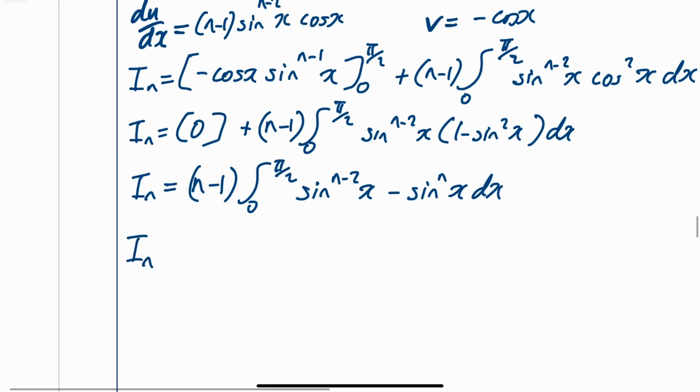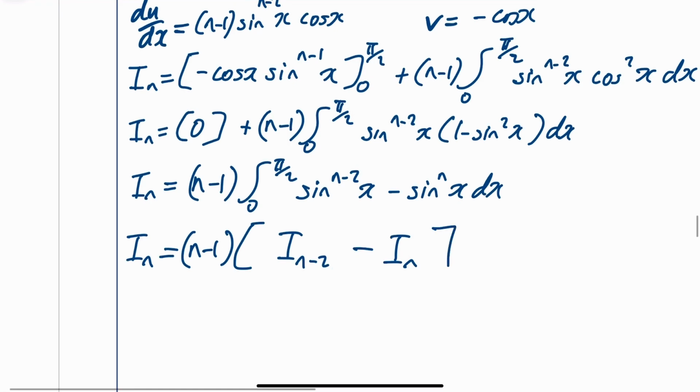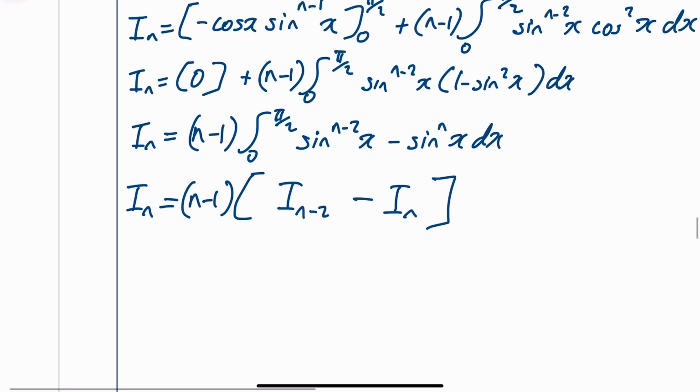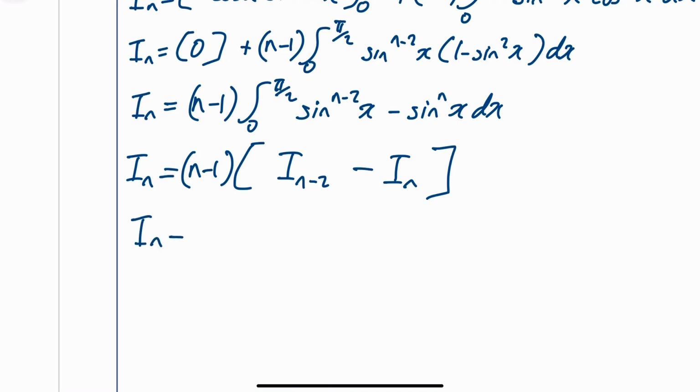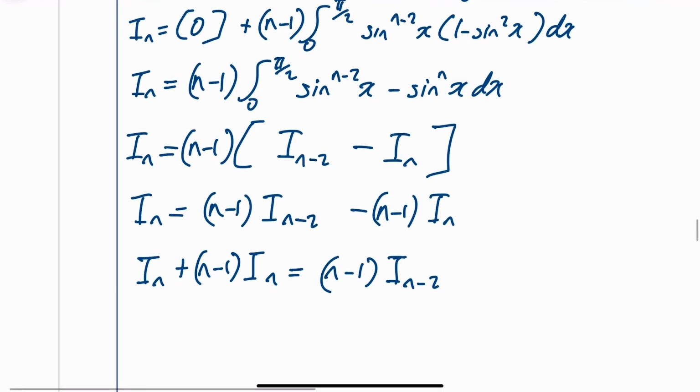So you've got In is equal to n minus 1 times, I'll use a square bracket, this first one here is just I(n minus 2), and this one here is In. So that's a messy bracket there, but that is what you have got, almost like your reduction formula. Let's just multiply that out. You'll have In is equal to n minus 1, just leave it as a bracket, times I(n minus 2), and then minus n minus 1 times In. We want to make In the subject, so we bring the n minus 1 times In across and then sort that out.